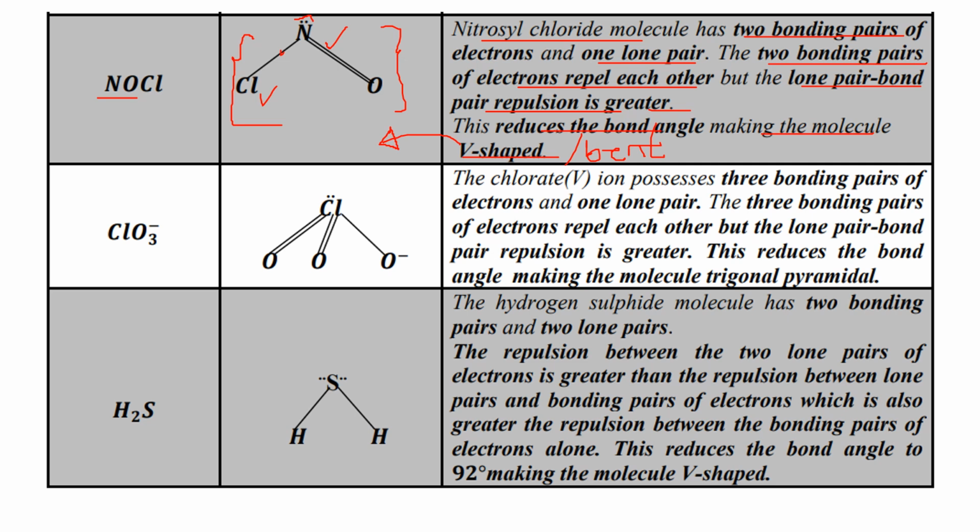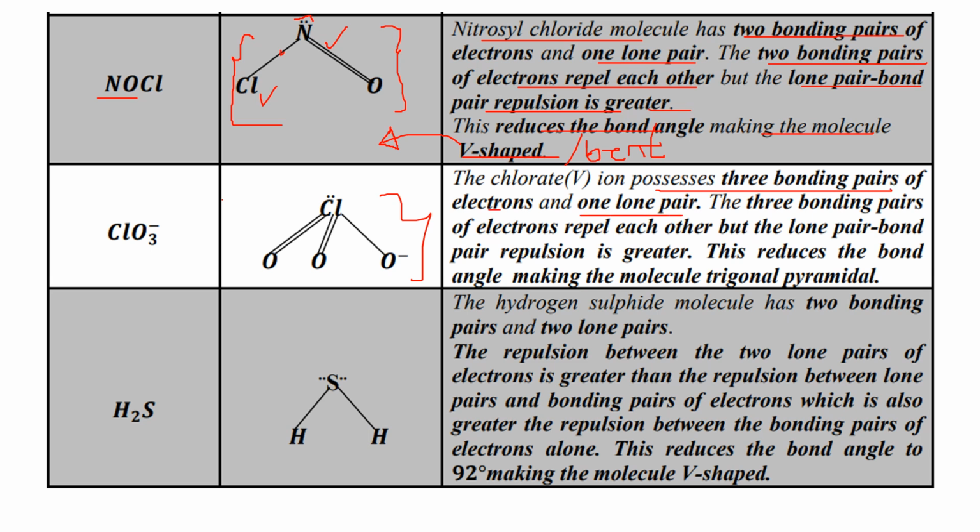So going to another compound, which is the chlorate(V) ion, it is going to have this structure. If you look at this structure, we are having 3 bonding pairs of electrons together with one lone pair of electrons. So you are going to say the chlorate(V) ion possesses 3 bonding pairs of electrons and only one lone pair of electrons.